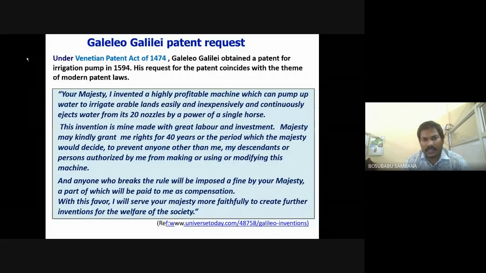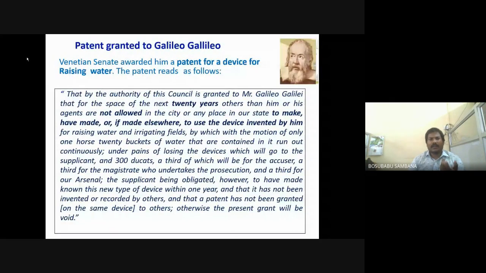Later, they gave 40 years as the period of grant. No one can break that history. This is one of the world's history also. And another one, a patent granted to Galileo Galilei for a device for raising water for agricultural needs.